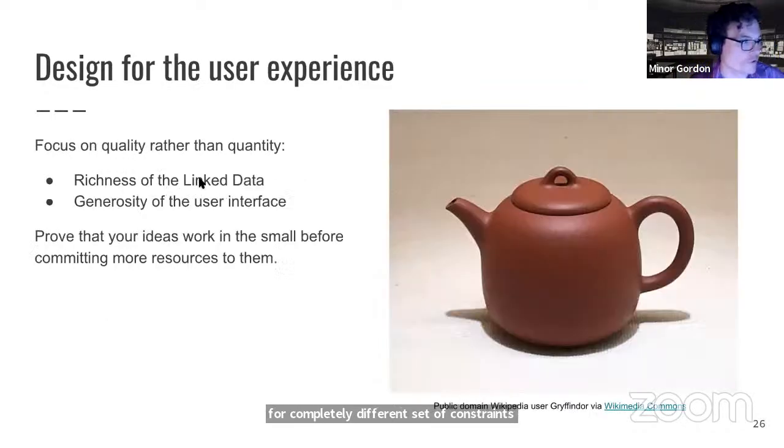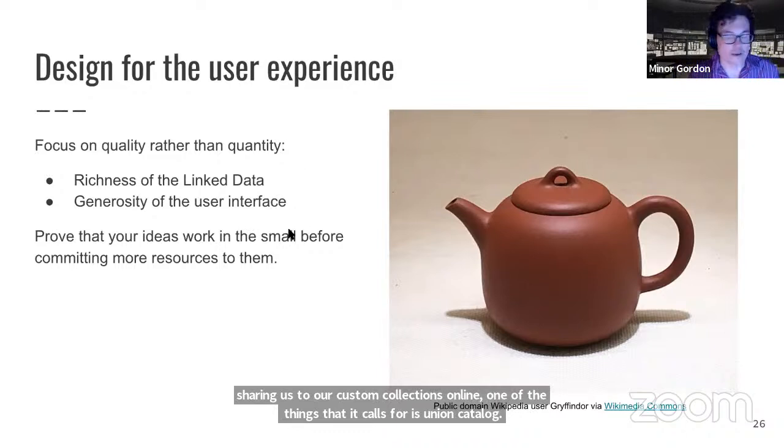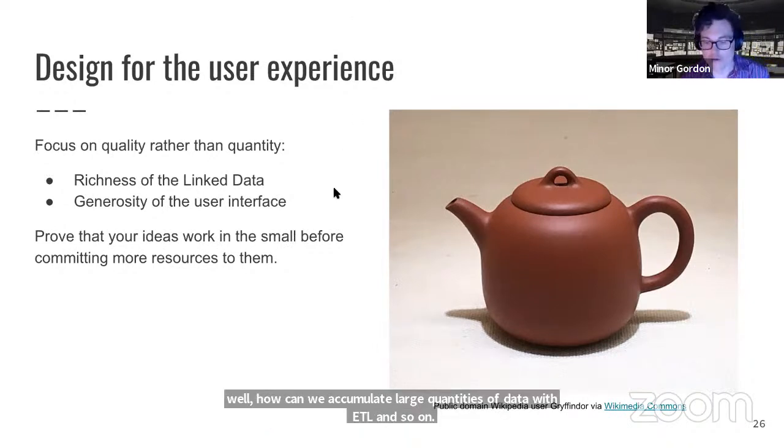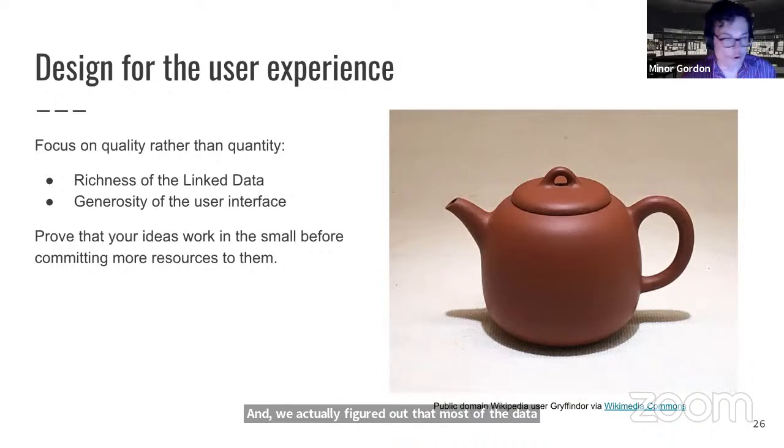And then finally, design for the user experience. So one thing we realized, we started out actually thinking about union catalogs for custom collections. If you look at that article that I mentioned earlier, sharing historic custom collections online, one of the things that it calls for is a union catalog. We started looking at that and thinking, well, how can we accumulate large quantities of data with ETL and so on? And we actually figured out that most of the data we could accumulate was not that rich. And that because it wasn't rich, we probably weren't going to be able to make a great user interface out of it. So we actually pivoted then around and said, well, what would a really rich data set look like?